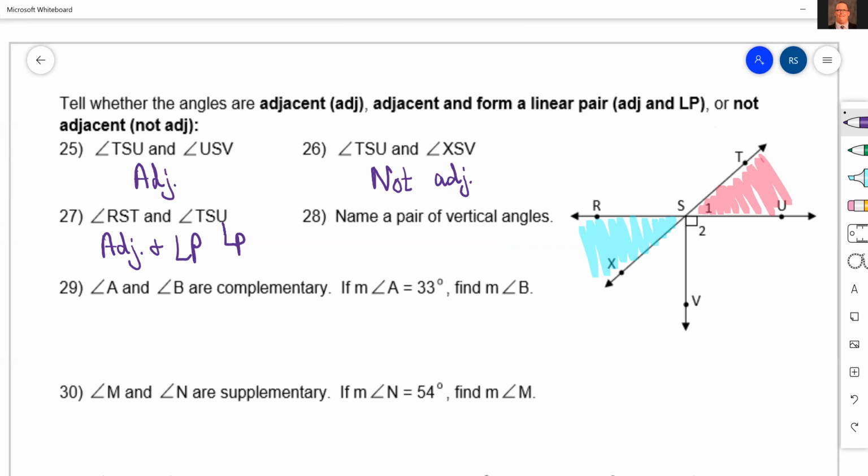So let's name these two angles. We have angle RSX and angle TSU. TSU just has to be involved in everything, don't they?